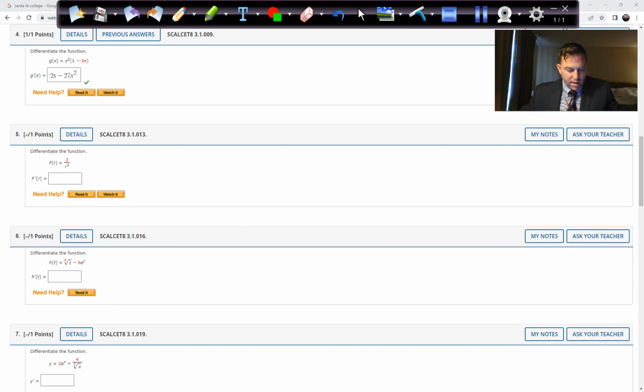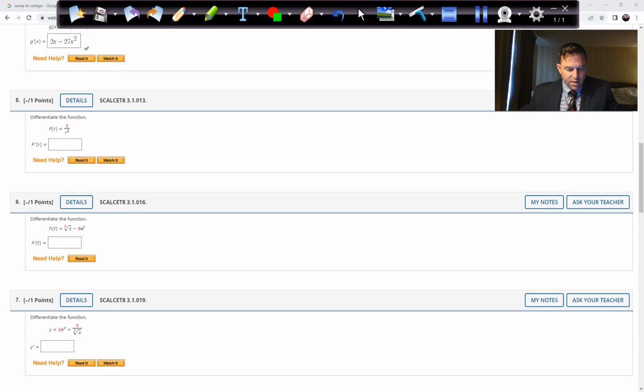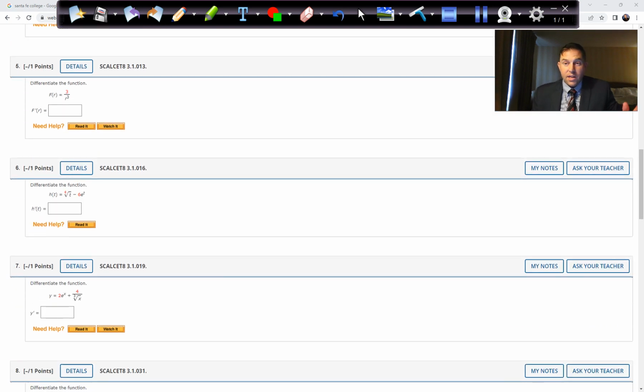Okay, so in this one we have a negative power. Now a negative power doesn't matter, the rule is still going to apply. So if we have this function f as a function of r equals 3 over r to the third, well, the first thing I'm going to do is change that to 3 r to the minus 3.